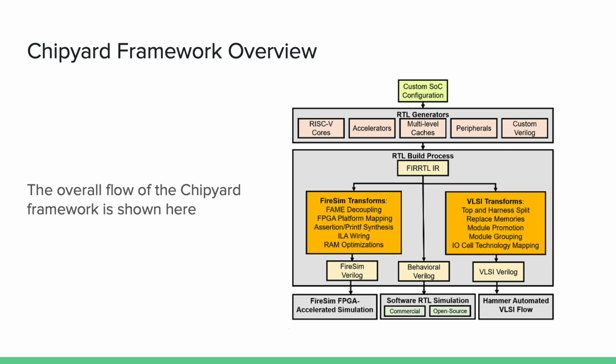This is followed by the three branching paths. The leftmost path shows the verification flow, the middle shows the flow for generating software for the SoC, and then the rightmost path shows the automated VLSI physical design flow.